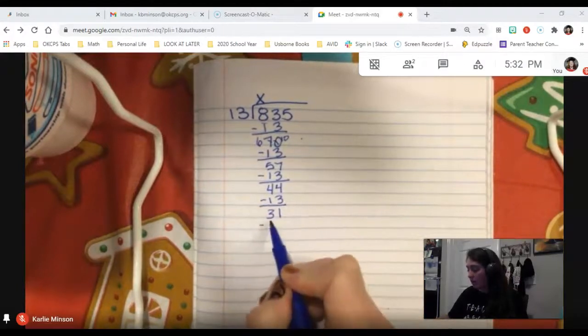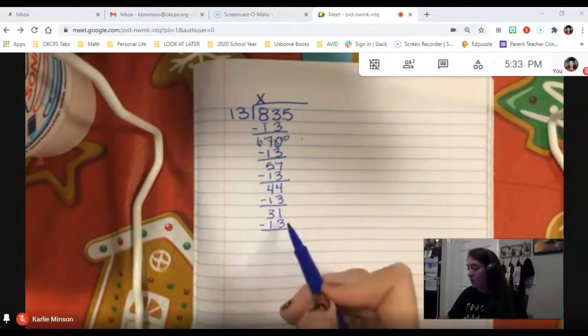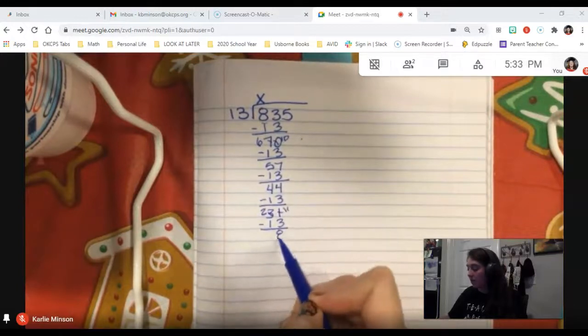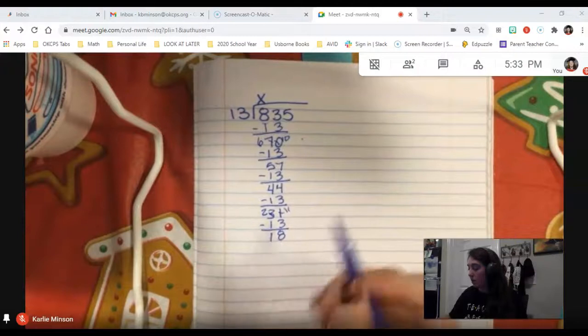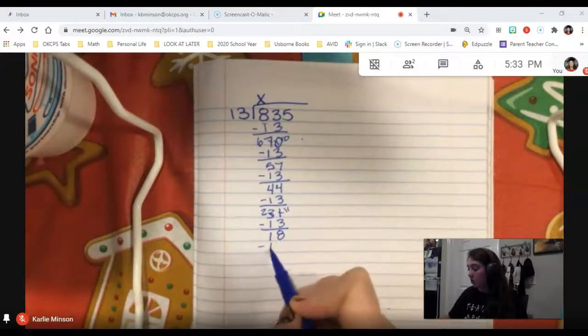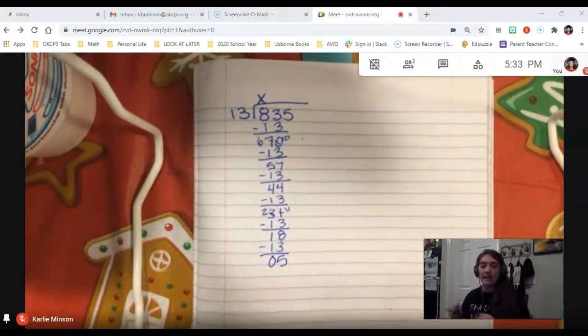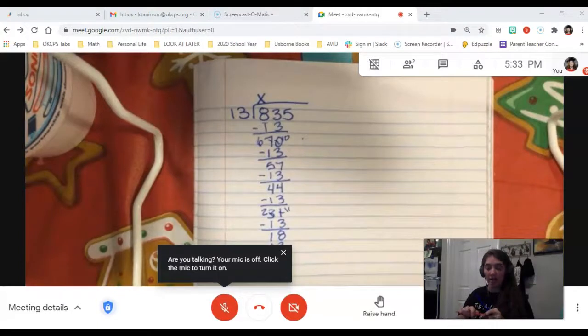I can still subtract 13. Now I have to borrow. 11 minus 3 is 8. 2 minus 1 is 1. I can still subtract. 8 minus 3 is 5. 1 minus 1 is 0. So here's where I cannot subtract any more. When I get to this point, I have to stop.